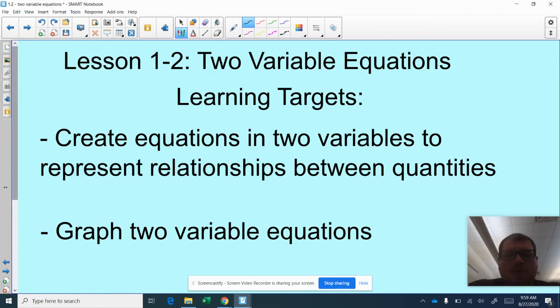For today, we're going to be talking about two variable equations. Just kind of give you a little concept. Basically, our goal today is to create equations in two variables to represent relationships between quantities, as well as graph two variable equations.